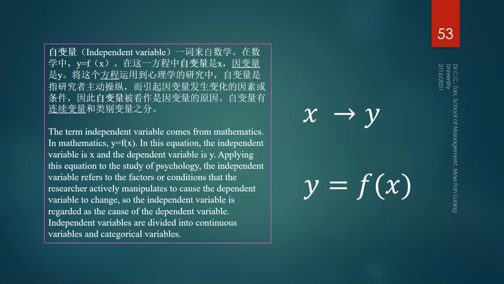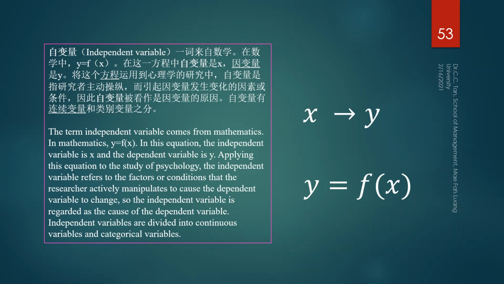Very important, you have to understand that we call x the independent variable and y is called a dependent variable, so it depends on something. So y depends on x. We call y the dependent variable, and x is the independent variable. Okay, so these are very important.